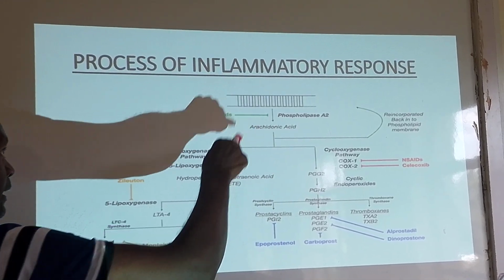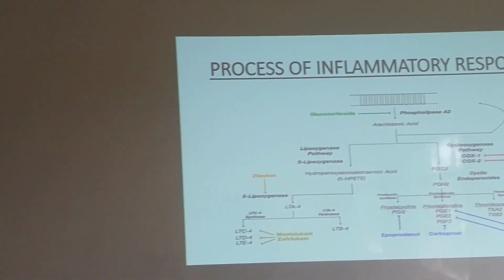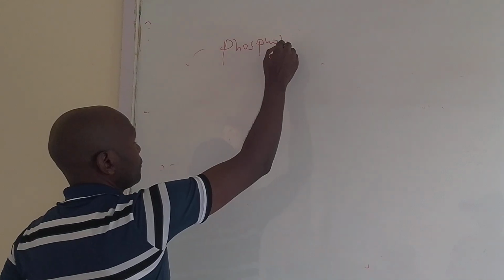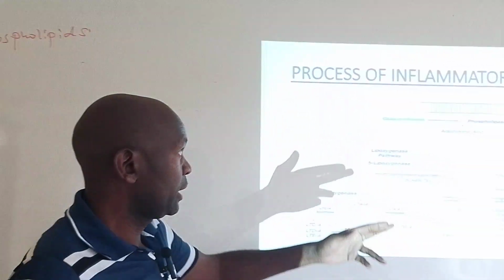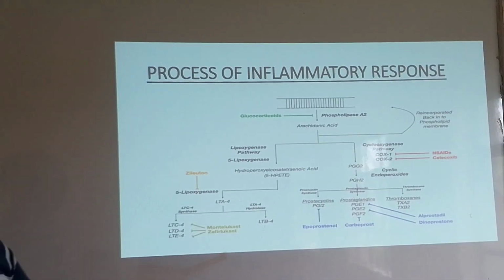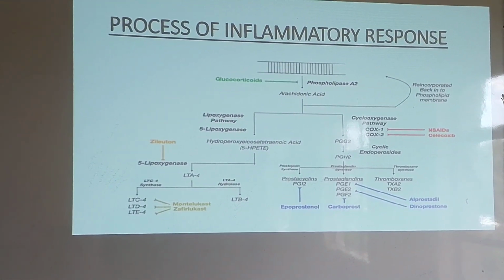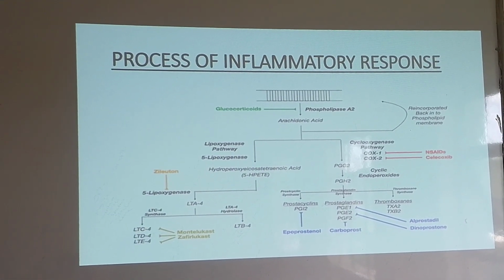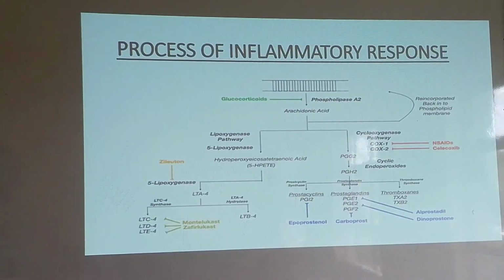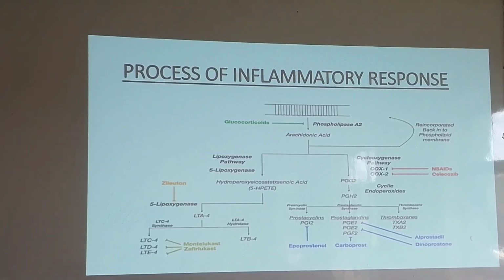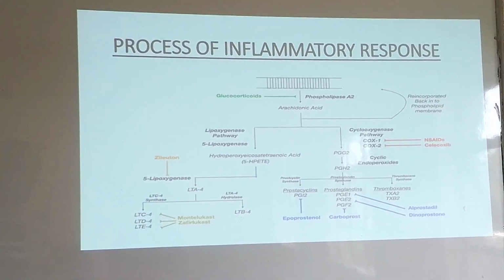then the cell membrane has a component called phospholipids. We had mentioned earlier, phospholipids. Once there is an injury to the cells, an enzyme called phospholipase A2 will activate the phospholipids, and then they'll produce a substance called arachidonic acid. So it's from the arachidonic acid that all these other products come about.